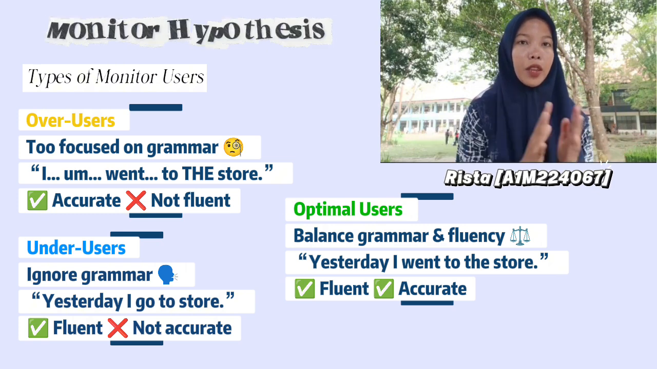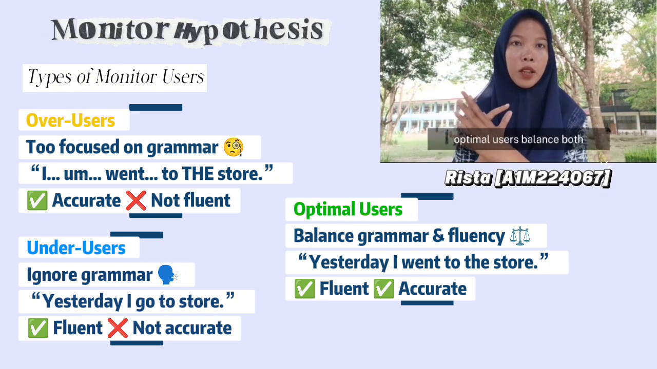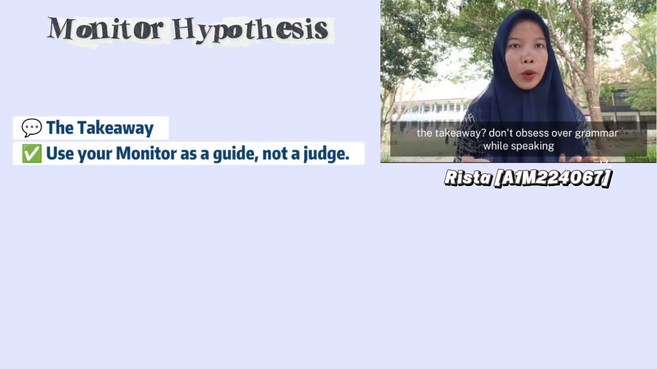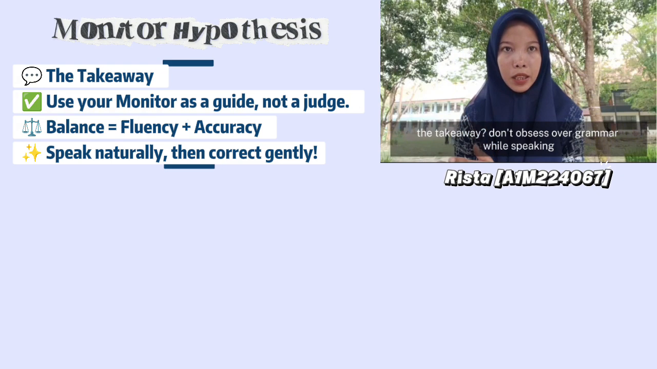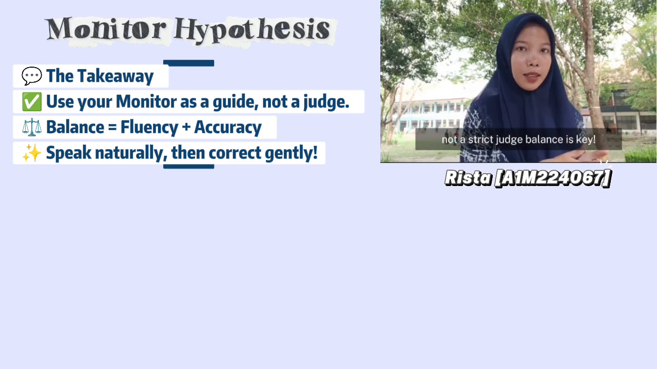Underusers ignore grammar. "Yesterday I go to store." Fluent but full of errors. Optimal users balance both. "Yesterday I went to the store." Fluent and accurate. The takeaway: don't obsess over grammar while speaking. Use your monitor as a gentle editor, not a strict judge. Balance is key.